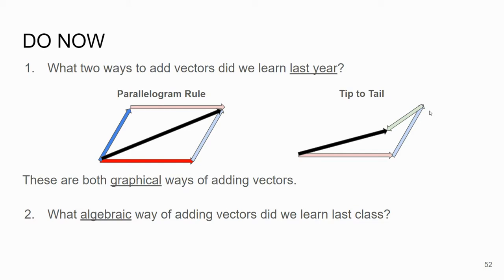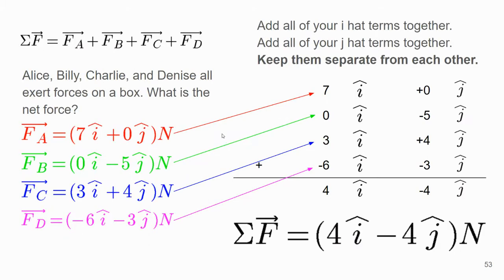What is the algebraic way of adding vectors that we learned last class? That would be using unit vectors. So unit vectors are the things with the i hats and the j hats. Again, i hat is the unit vector in the x direction. So it's unit, meaning it's 1. It's got a magnitude of 1 in the x direction. And j hat is a magnitude of 1 in the y direction.